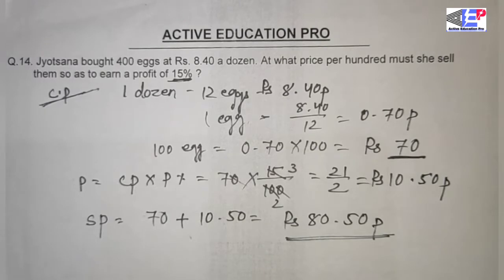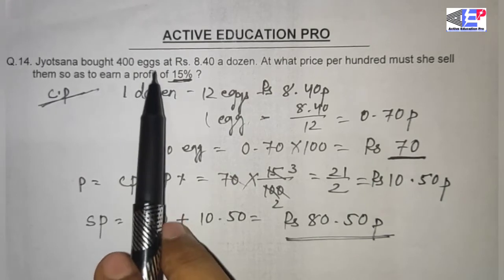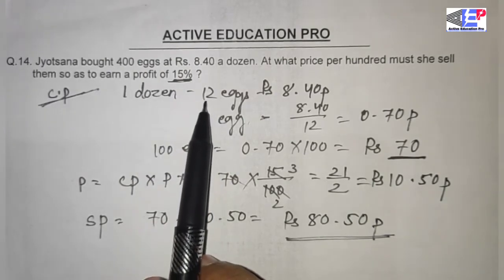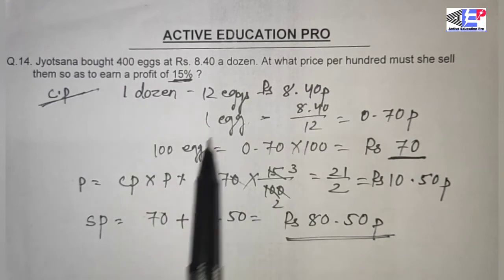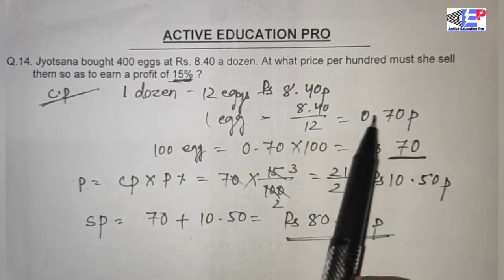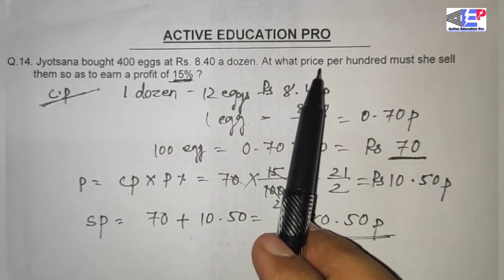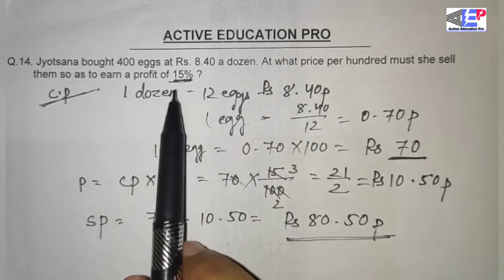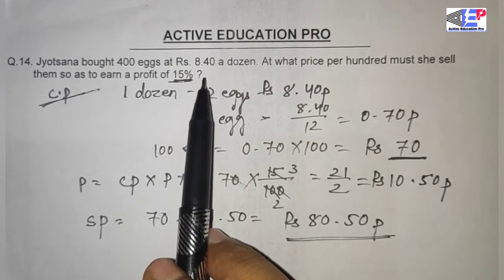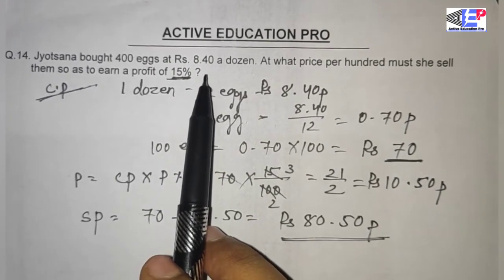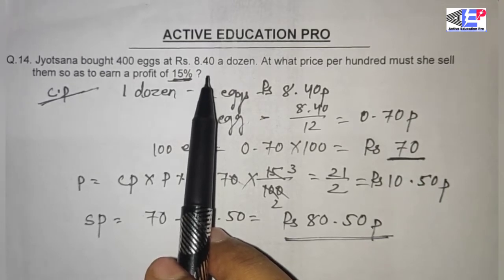Again I explain it. Look here, one dozen eggs means it has 12 eggs, which costs the girl 8 rupees 40 paise. So for one egg the cost price will be 70 paise. Here it is clearly mentioned in the question to find the selling price per 100 eggs to get a profit of 15%. It will be very easy at the time of solving when you find the cost price of 100 eggs. So you can easily compare the cost price and selling price.